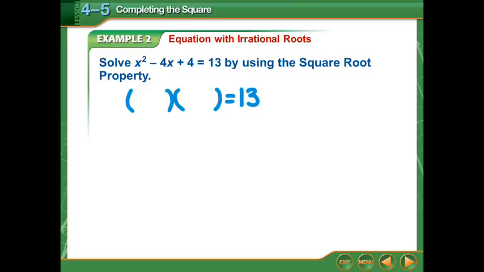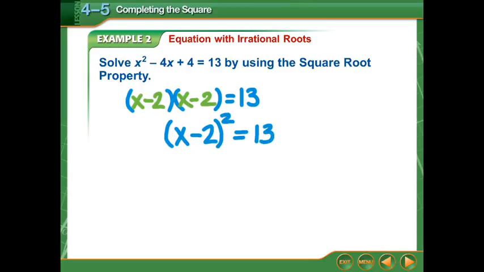So what I need to know is, first we're going to start with x and x, and then I need a number that will multiply to get 4 and add or subtract to get negative 4. So in this case, negative 2 times negative 2 is equal to positive 4. Negative 2 plus negative 2 is equal to negative 4. So again, what's in parentheses should be the same, so that you can write it as a perfect square. X minus 2 all squared equals 13.